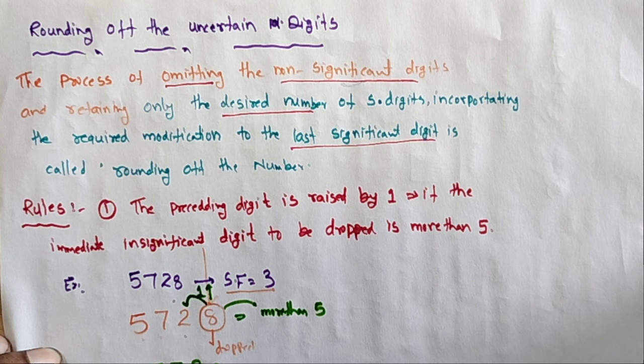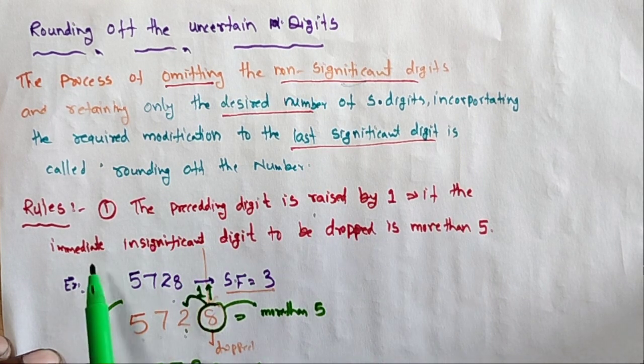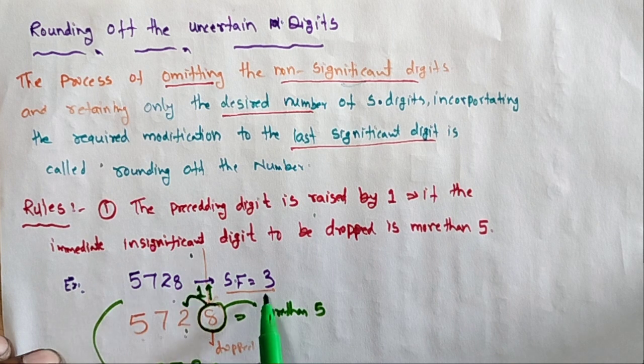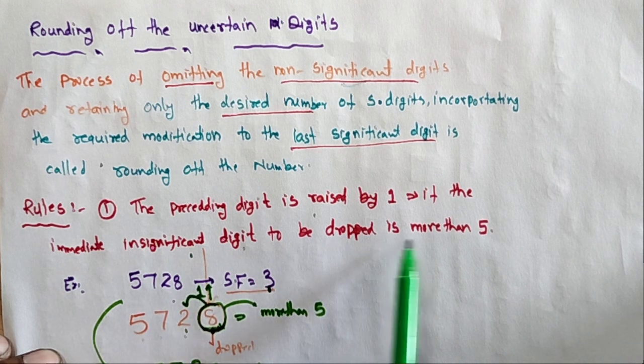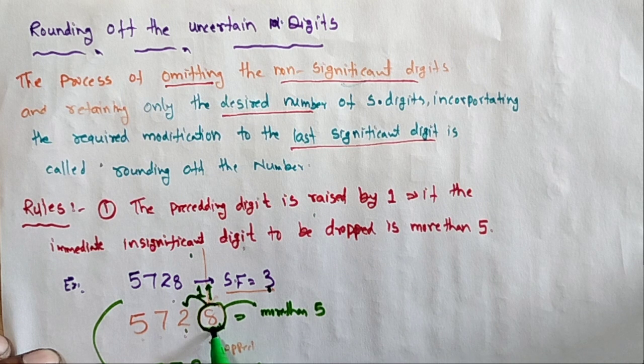5,7 approximately. But what is exactly here? 5728 is 5730. The significant figure is 3. So this is called rounding a number. First rule: the preceding digit, meaning the front digit, is raised by 1 if the immediate insignificant digit to be dropped is more than 5. I want 3 significant figures, but this is 4 significant figures. Okay, so this is rule number 1.